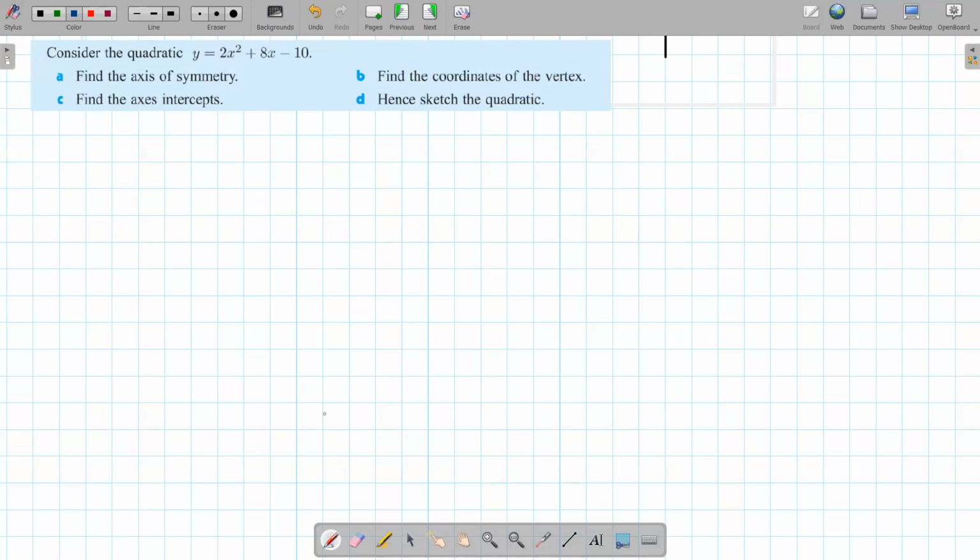Yeah, I just got 2. You got 2 as an axis of symmetry? Yeah. No, the axis of symmetry should be negative 2, not 2. Look. Here, x equals negative b over 2a. Then instead of b, I'll put 8, and instead of a, I'll put 2. 2 times 2 becomes 4. Negative 8 over 4 becomes negative 2. This is the axis of symmetry, negative 2.